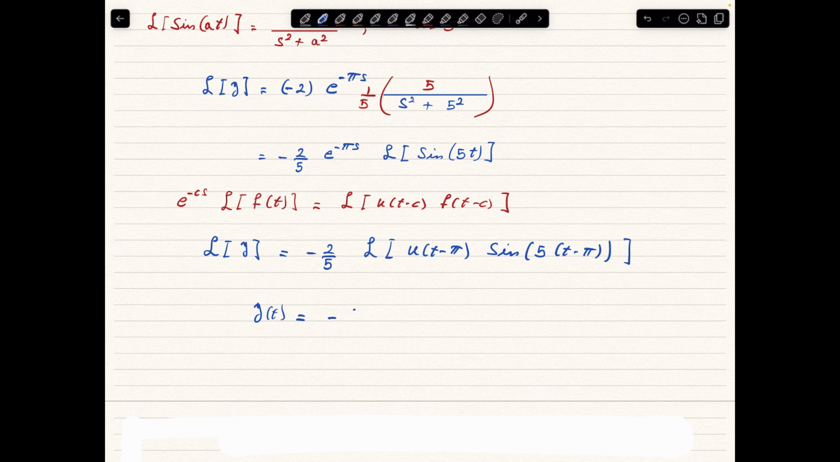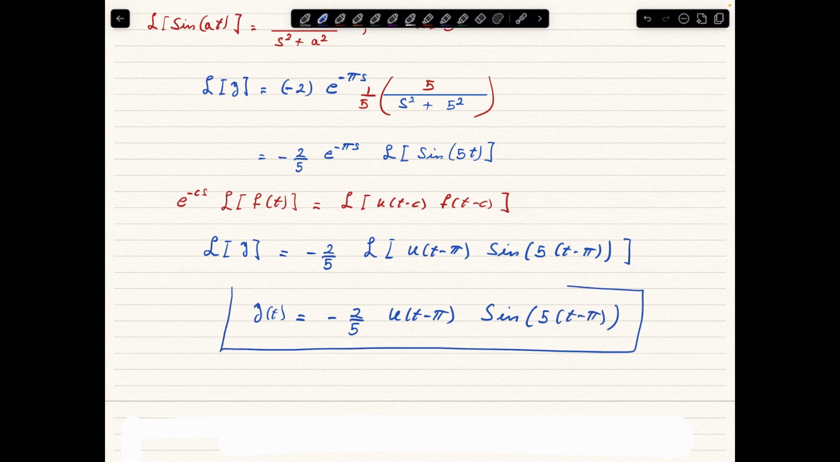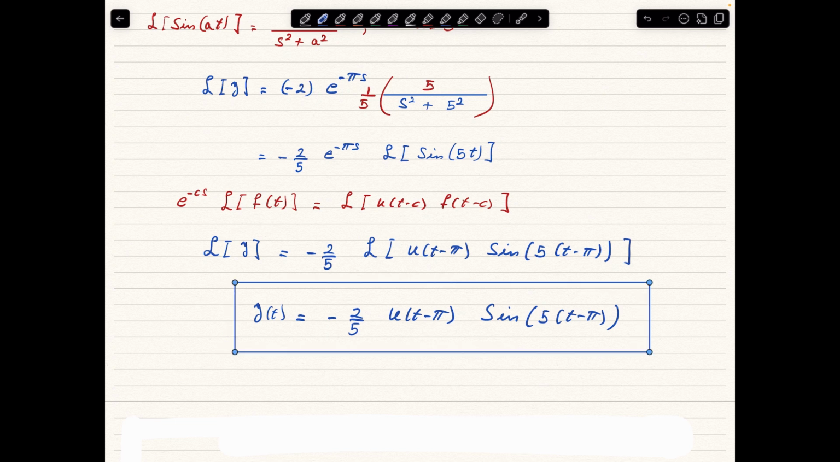This is going to be -2/5 the step t minus pi, times the shifted sine, which means that the solution is identically 0 until the time we hit it with the impulsive force, and after that the spring starts oscillating like a sine function. And that is the solution to our problem. So this is how we can use Laplace transform to solve problems with impulsive forces.